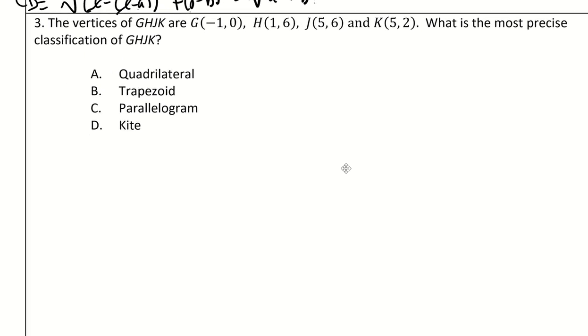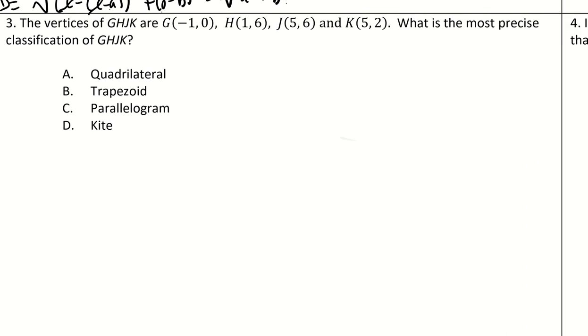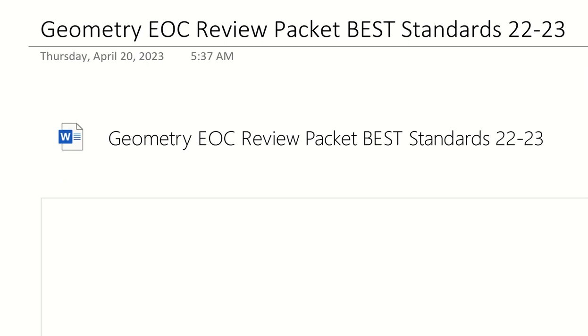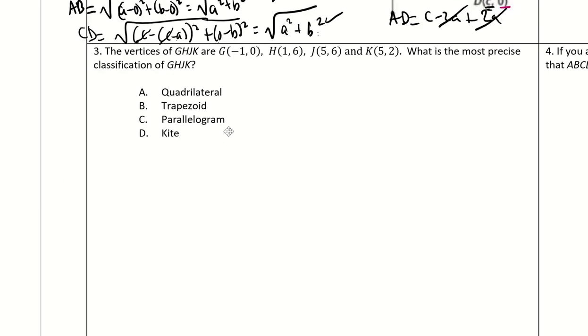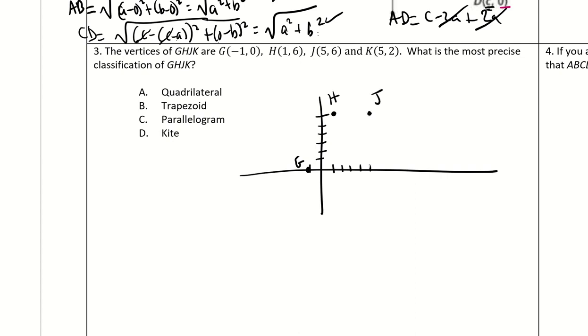Number 3. The vertices of GHJK are given. What is the most precise classification of GHJK? All right, so let's go ahead and graph it because that's probably the best way to check it out. Okay, so let's go ahead and draw it. All right, so we got negative 1, 0. H is 1, 2, 3, 4, 5, 6. J, and then we got 5 and then 2.